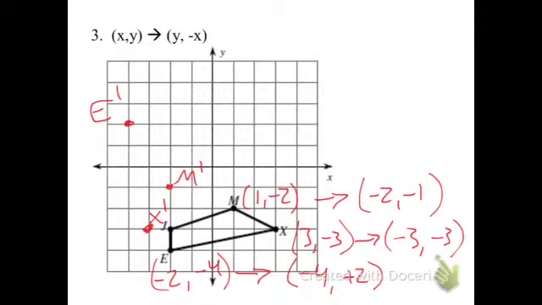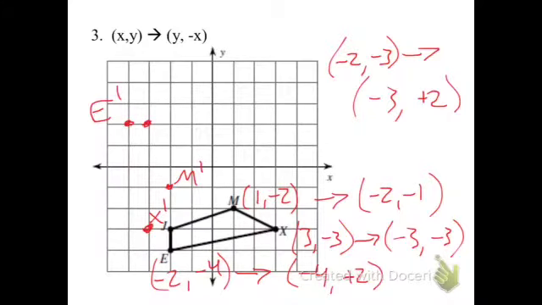J is currently at -2, -3. If you switch the order, you'll get -3, -2. But you got to switch the sign again on the second one, just like the directions say. And so we're looking for -3, 2. That's going to be J prime. So once we have all that, we can connect it up.